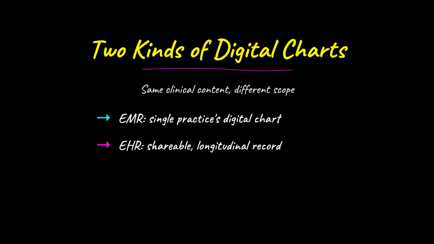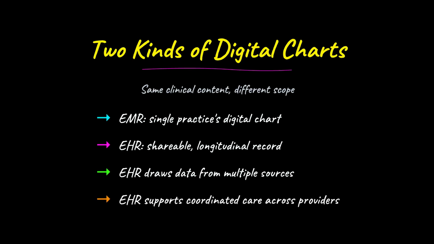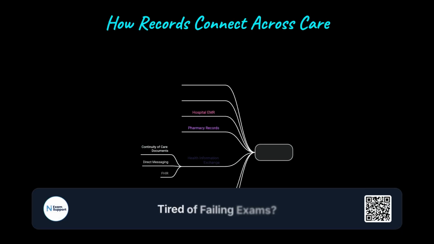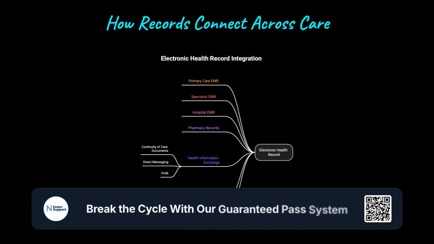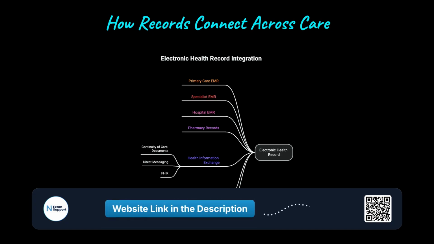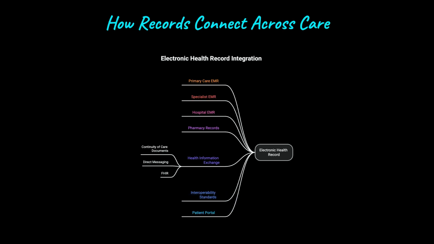An electronic health record is built to be shared across organizations, pulling together a patient's complete longitudinal history from primary care, specialists, hospitals, and pharmacies. Mechanically, each practice's electronic medical record holds problem lists, medications, allergies, vitals, notes, labs, imaging, and immunizations. An electronic health record adds feeds from other organizations through standards like CCDs, direct messaging, and FHIR, letting patients view it all through a portal.